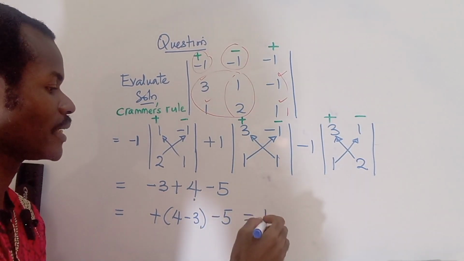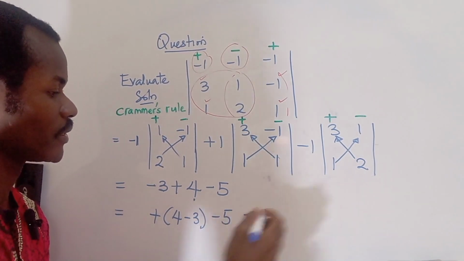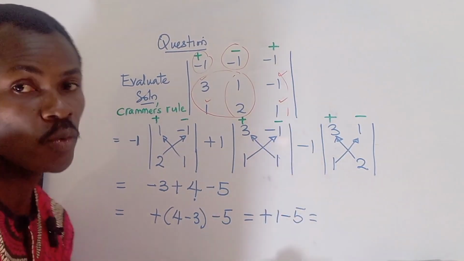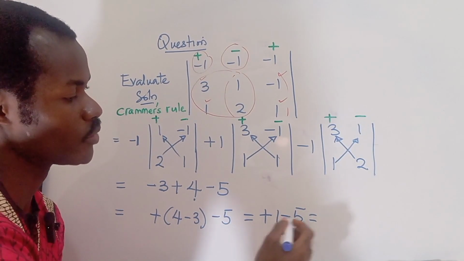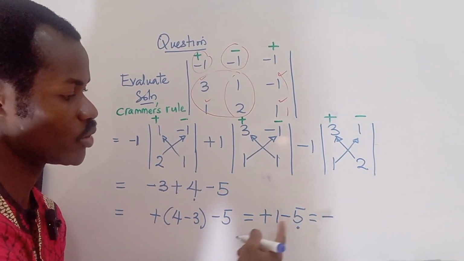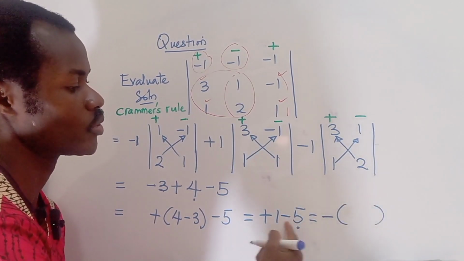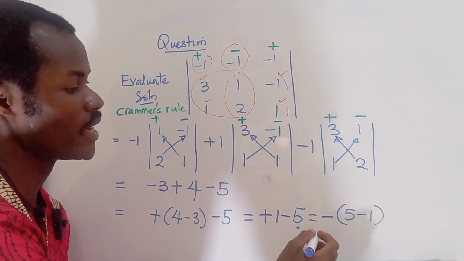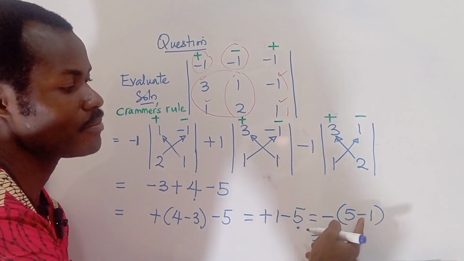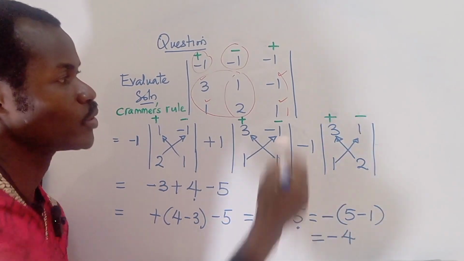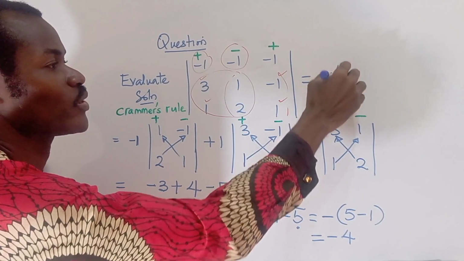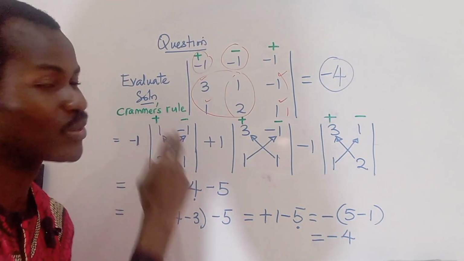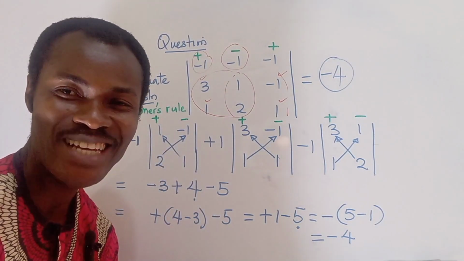So we have 4 minus 3 is 1, and we have minus 5. Now I want to pick the sign. This number is greater, so we are going to pick minus. These two signs are not the same, so we are going to subtract these two numbers. So we have minus 5 minus 1, which is 4. So the answer to this is minus 4. That gives us the solution according to Cramer's rule.